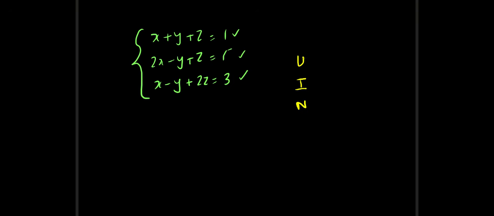Now remember, even if you have more than three variables, we will not be able to plot the graph, or we will not be able to visualize the situation graphically because we don't know about the fourth dimension and the fifth dimension. But still, the same thing happens. We may get unique solution or infinite solution or no solution.